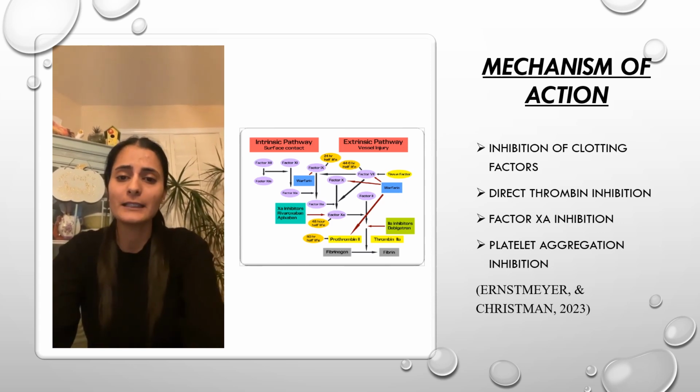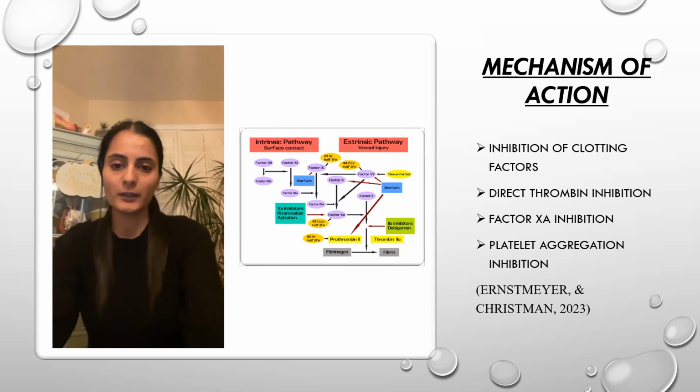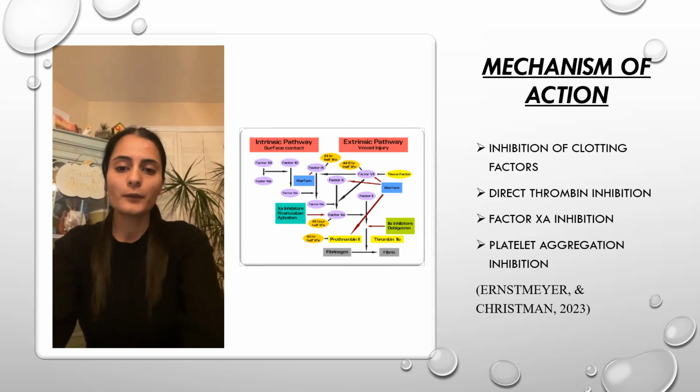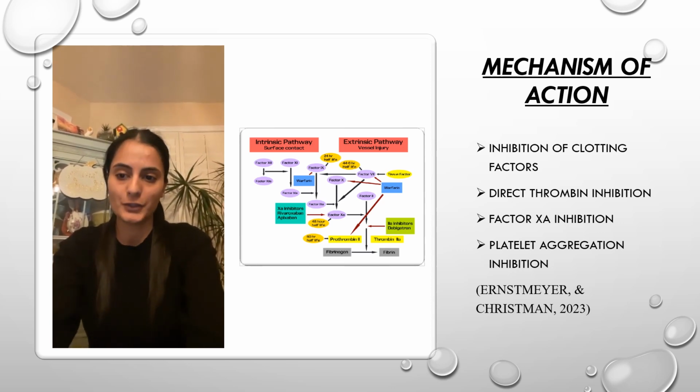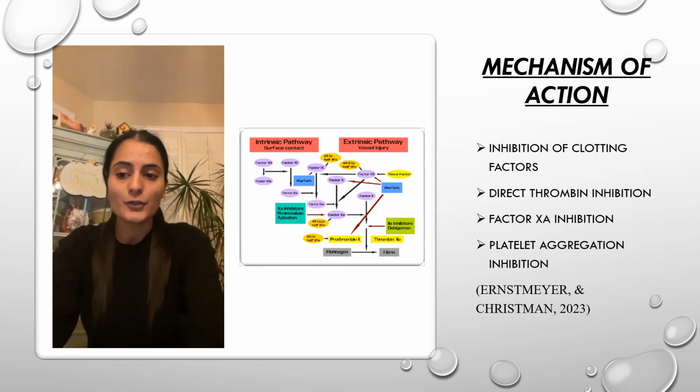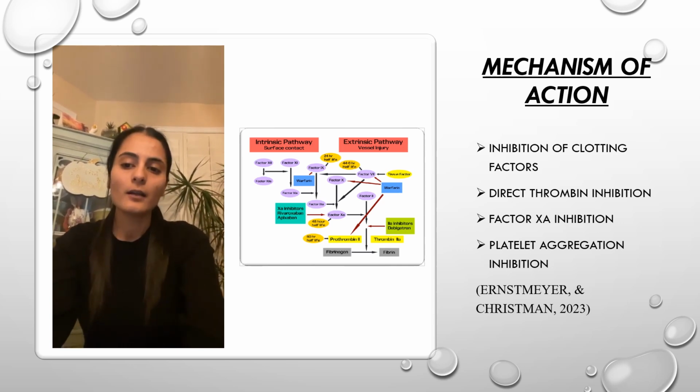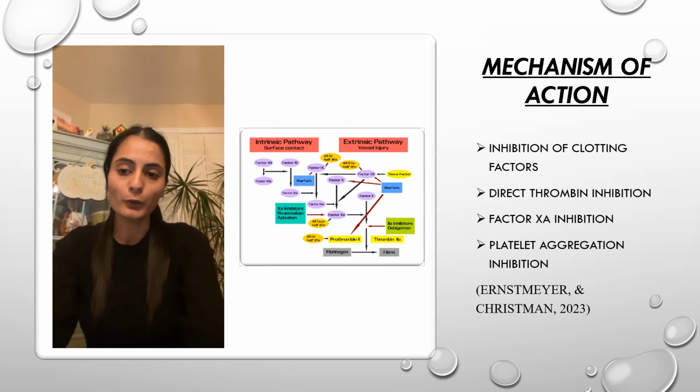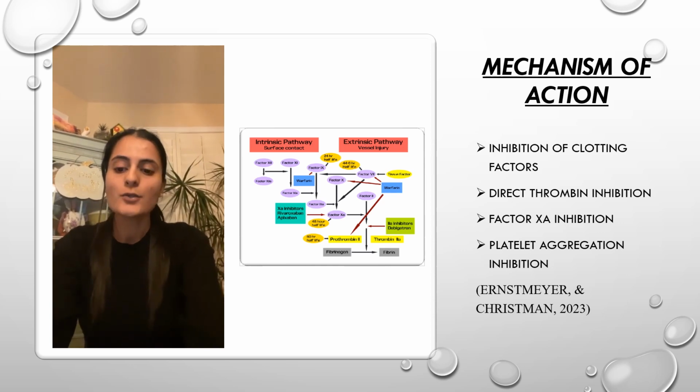The last but not least is the platelet aggregation inhibition. So aspirin is one of the most important drugs which inhibits platelet aggregation. They block the action of platelets, reducing their ability to stick together and form clots in the blood vessels. So these all are the steps which play an indispensable role in preventing blood clots.